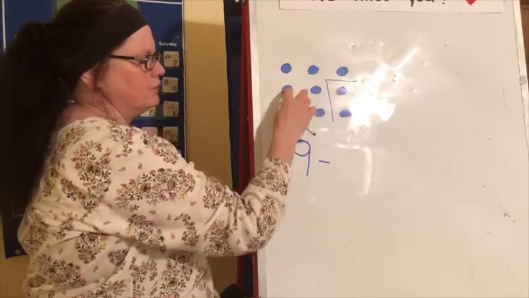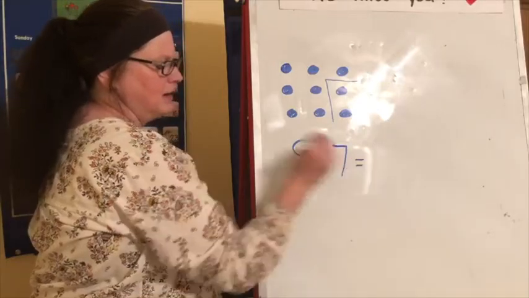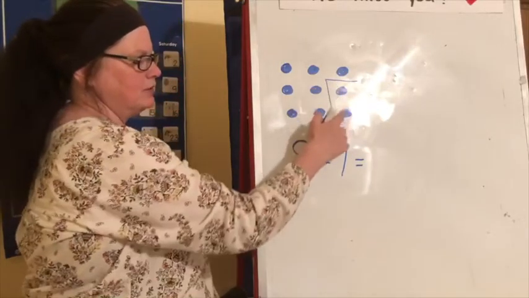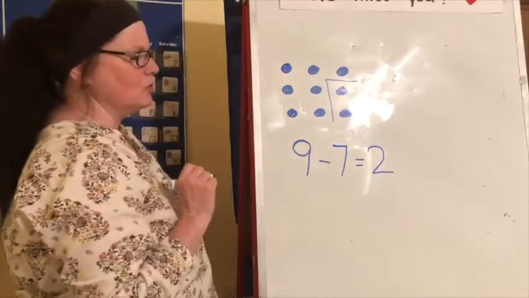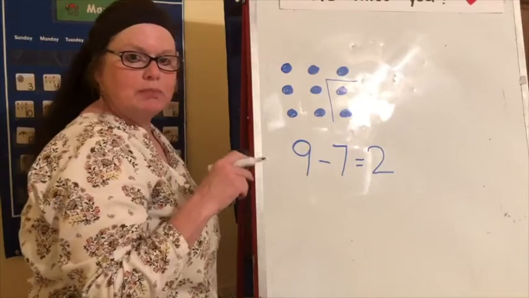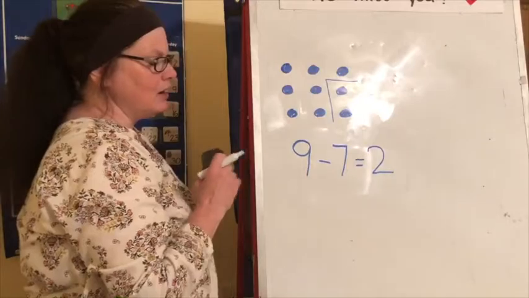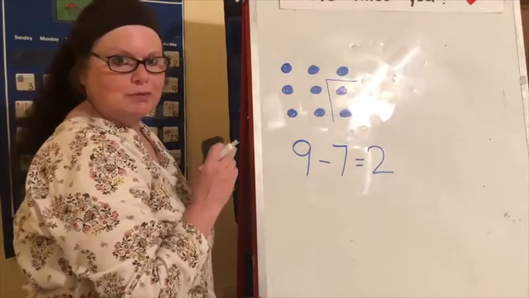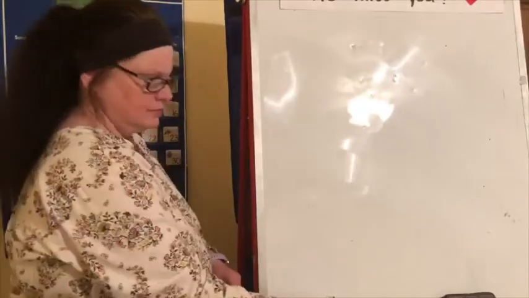1, 2, 3, 4, 5, 6, 7. 9 minus 7 equals, how many do I have left? 2. 9 minus 7 equals 2. Now, I'd like you to pause this and I'd like you to do a couple of those at home. See how many different ways you can break that 9 up and make sure you're writing that number sentence.